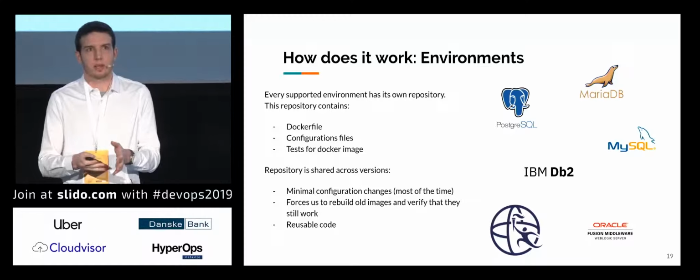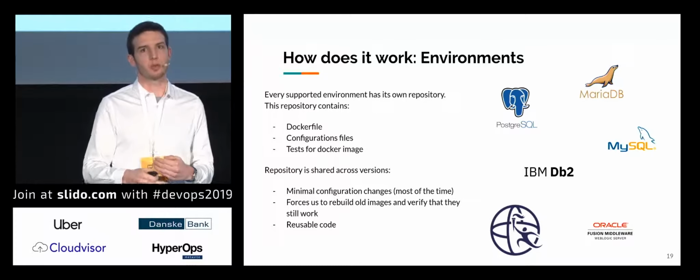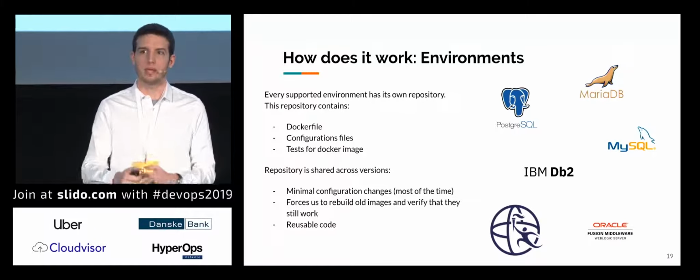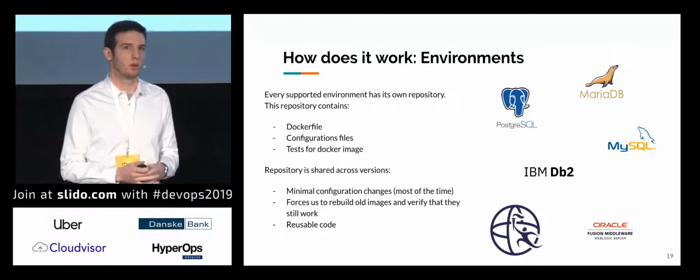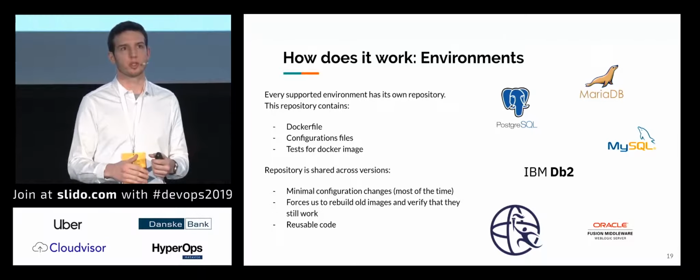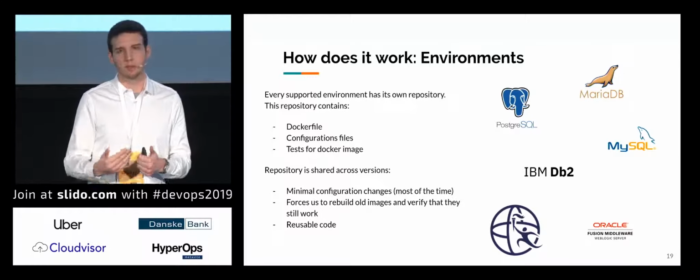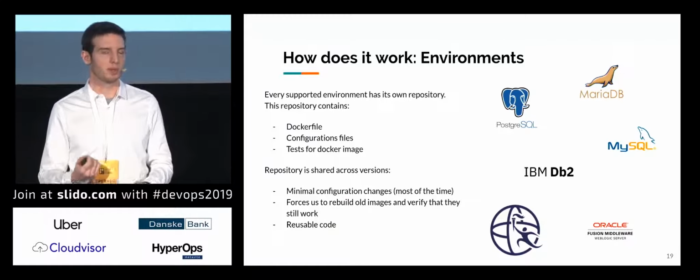This repository is shared across versions. So as I said, all the versions of PostgreSQL that we support will be inside the same repository. This means that whenever you try to support a new version, you just try to build a new container with the same configuration file, and most of the time it works, to be honest.